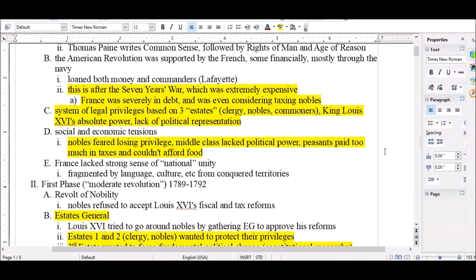And then you've got your peasantry who pay far too much in taxes to the point that they can't even afford food. And when you've got starving people who already see injustice to the system and how it's set up, you're kind of establishing yourself as a powder keg ready to explode.